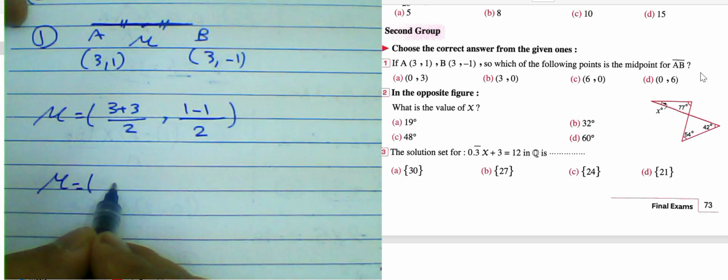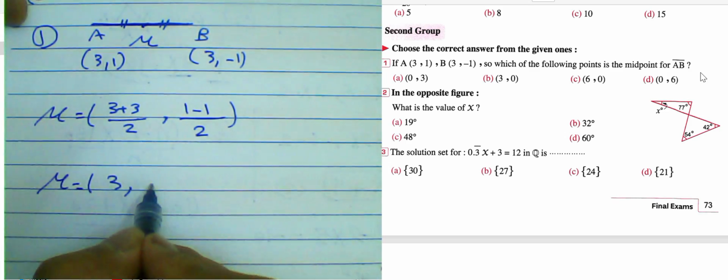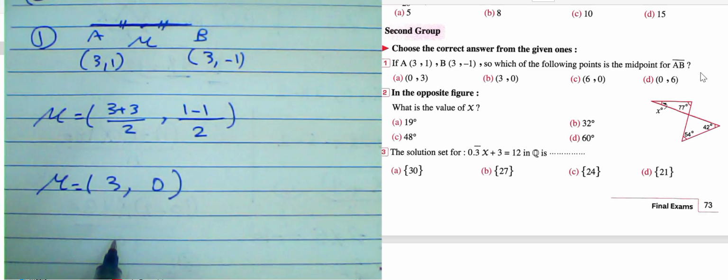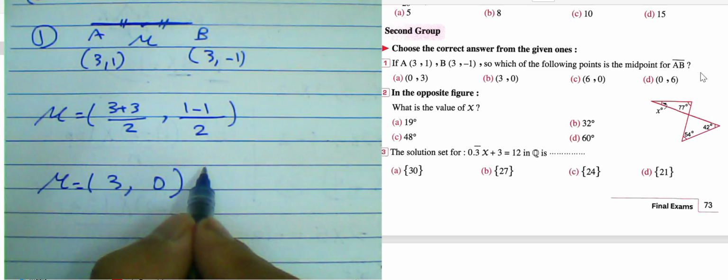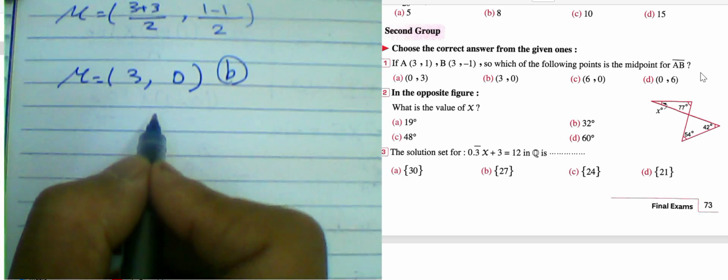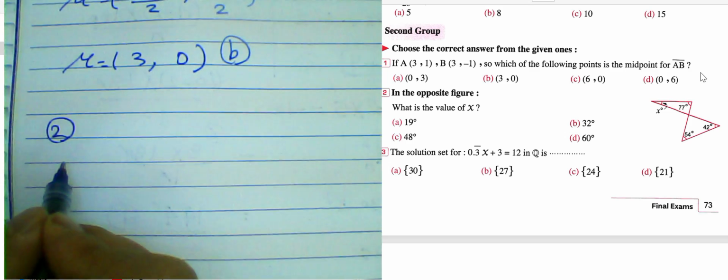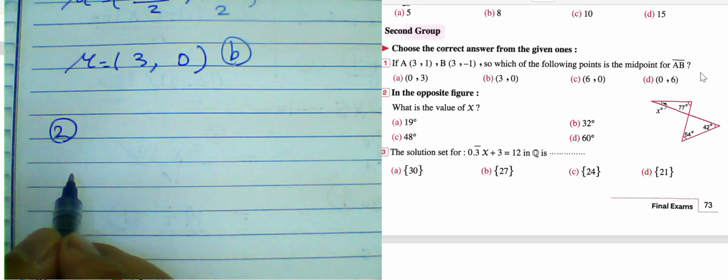6 divided by 2 will be 3, and 1 minus 1, 0. 0 divided by 2, it will be 0. It's the midpoint. Choose the result here, letter B. Question number 2. In the opposite figure, what is the value of x?